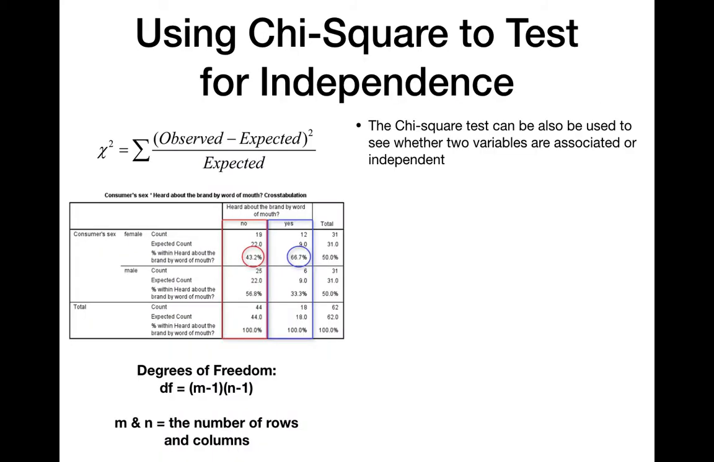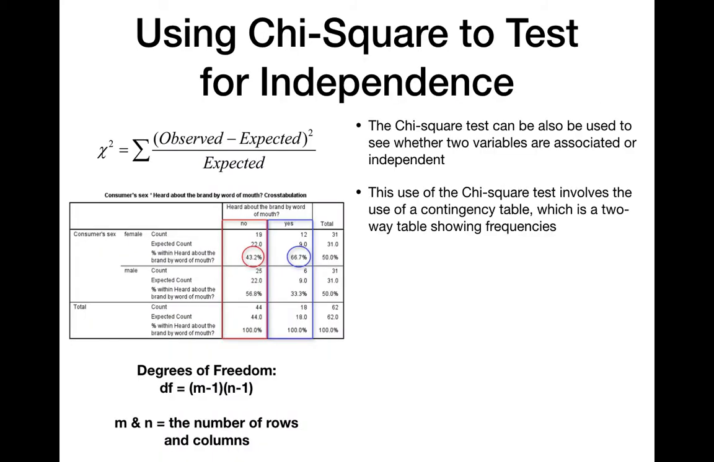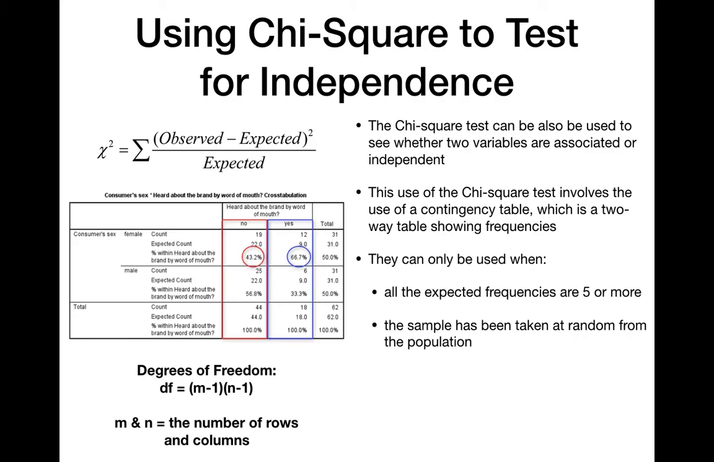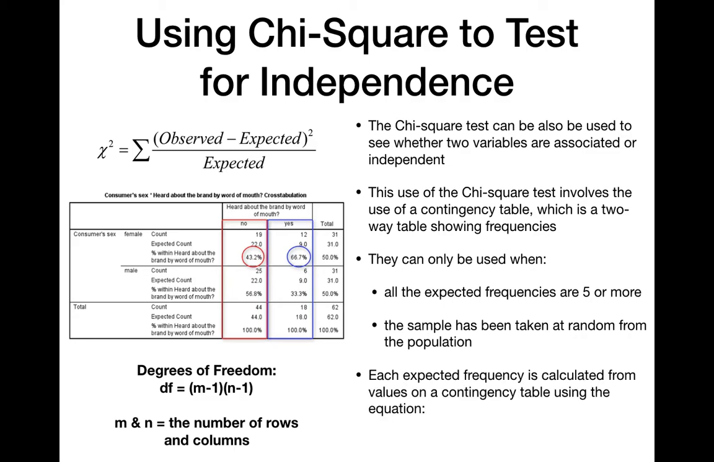So for independence, I want to see if the 2 are related or not. I have a contingency table in this case, a 2-way table showing frequencies. So there are 2 steps here. This can only happen when I have at least 5 in all the frequencies, and when the samples are taken at random from the population. That's why I have to keep this in mind before I do my experimental design. If I'm planning on doing chi-square tests, I have to make sure I have at least that amount of data.